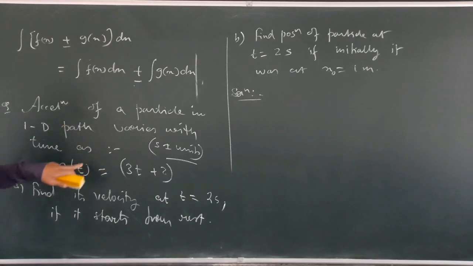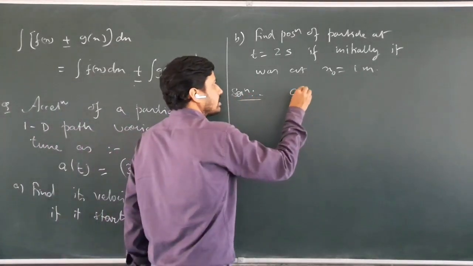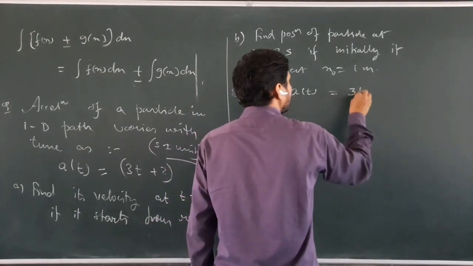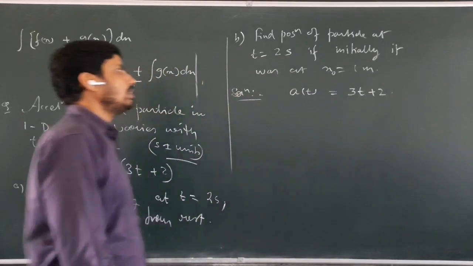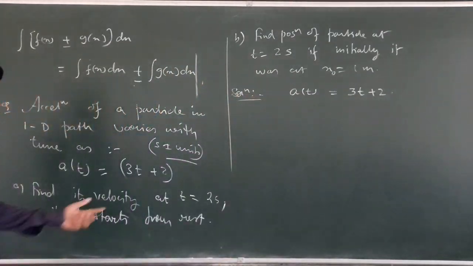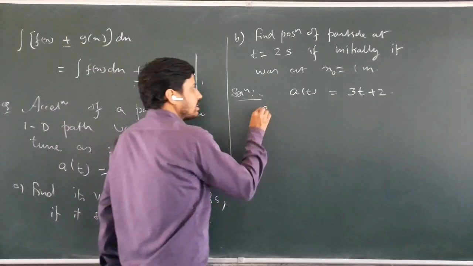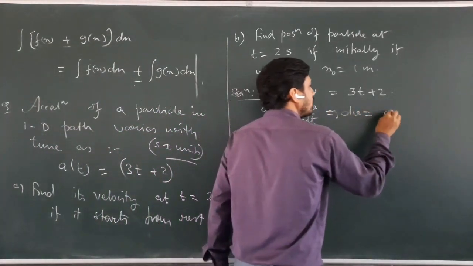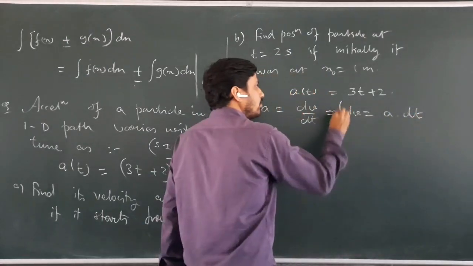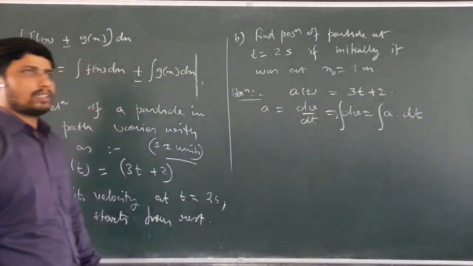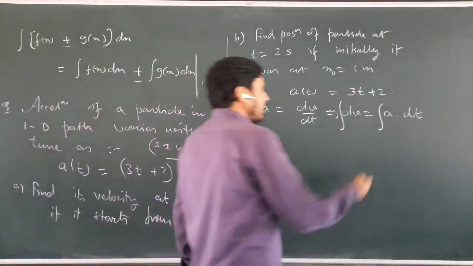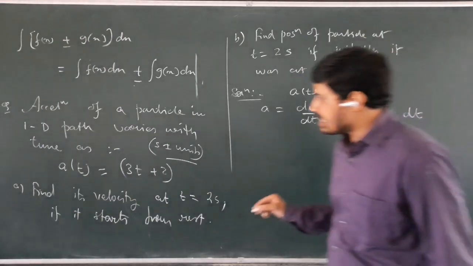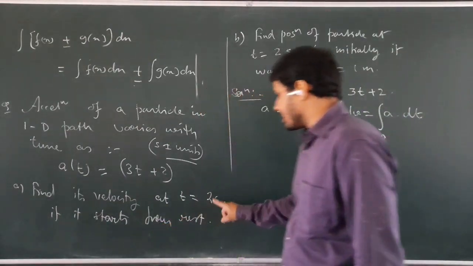First of all, the acceleration, whatever it is given, we'll write it. Acceleration as a function of time is given as 3t plus 2. Now we have to find what? Velocity. So we know that acceleration is dv by dt. So this implies I write dv is equal to a times dt, and then we shall integrate it as I have discussed earlier. Now the time here, dt, time is the variable. Time will start from 0 and it ends at 2 seconds.